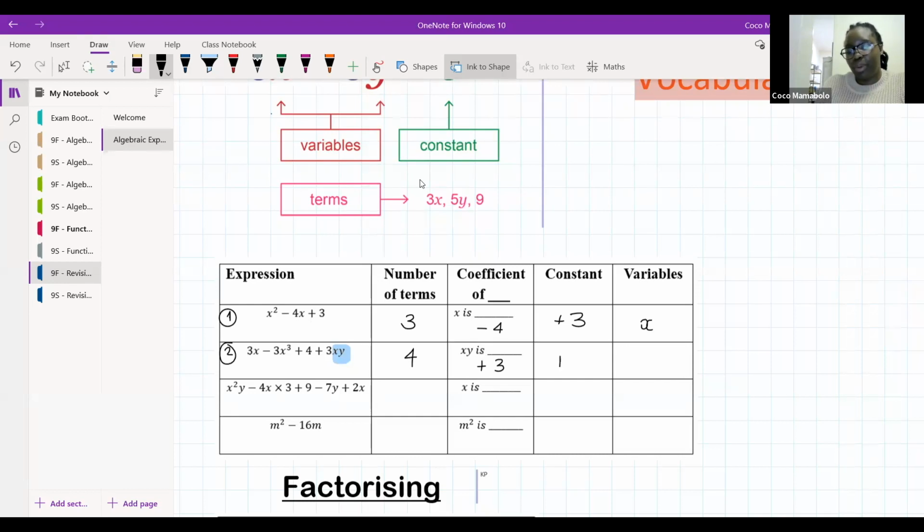What is my constant? +4, ma'am. Beautiful. +4. And what are my variables this time? Be very careful. Ma'am, x and xy. Good. Let's not say xy, because if you say xy, you're telling me that all of them have xy, and they don't. We only have x and y. We shouldn't put them together. Otherwise, we're saying that they multiply to each other all the time, and they're not. So it's x and y. Bridget, you're a whole rock star. Wow, well done. Amazing. Thank you, ma'am.